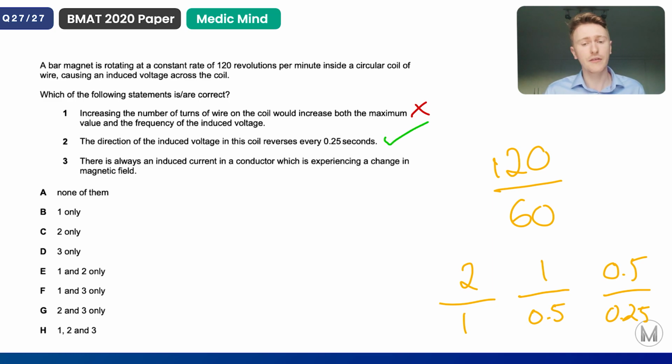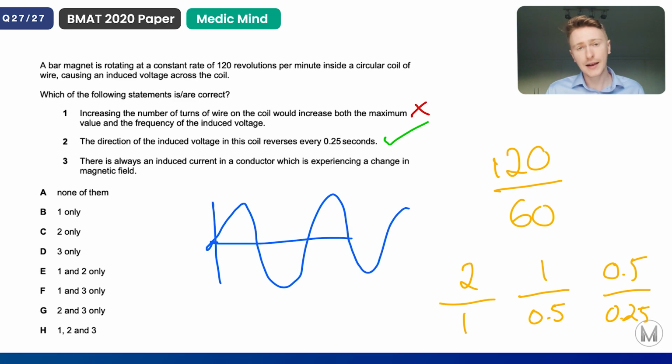And finally, number 3, there is always an induced current in a conductor which is experiencing a change in magnetic field. Now, that's not always the case. If we plot out what will be happening with the current and the voltage, they'll be alternating like this. And clearly you can see that at some points in time, we're crossing the x-axis. In other words, the induced current can be 0. So there isn't always an induced current when a conductor is experiencing a change in a magnetic field. So 3 is incorrect. And all in all, that means that C is the correct answer here.